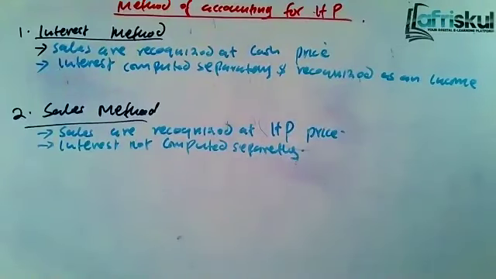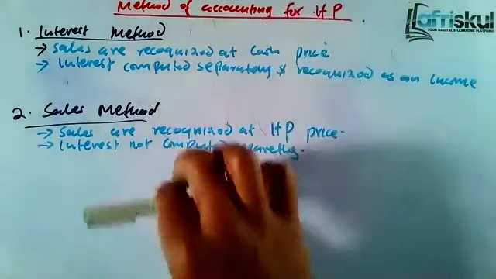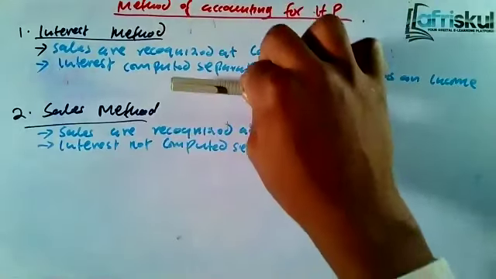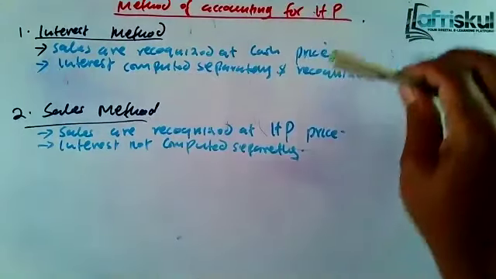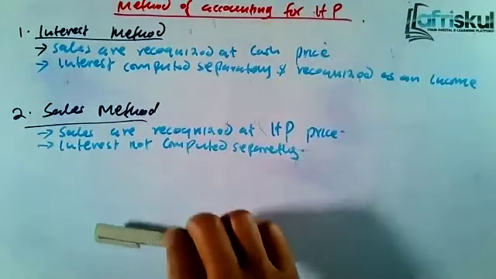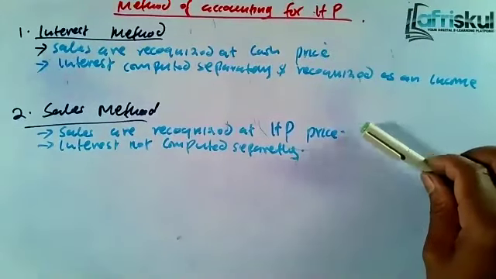Good. So those are the major differences between the interest method and the sales method. For the interest method, you recognize the sales at the cash price, but in this case, you recognize the sales at the hire purchase price.